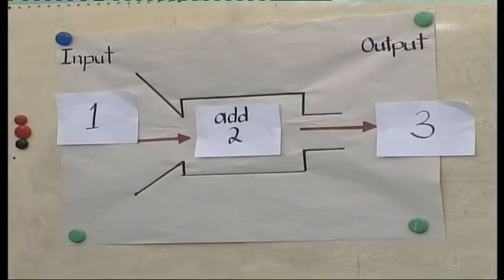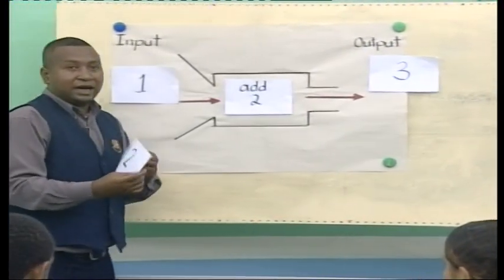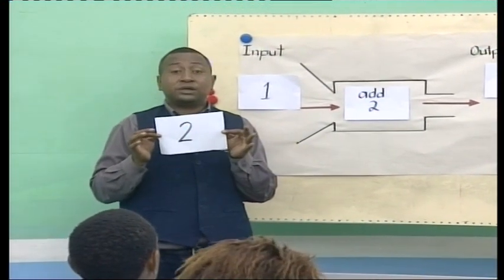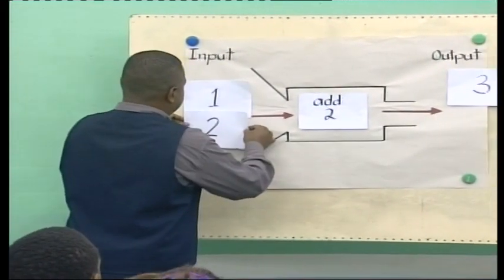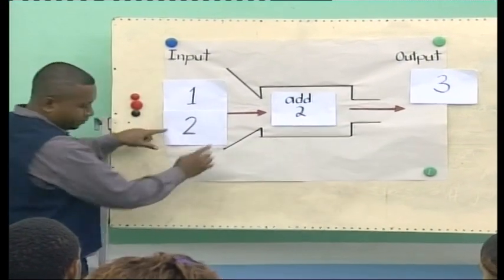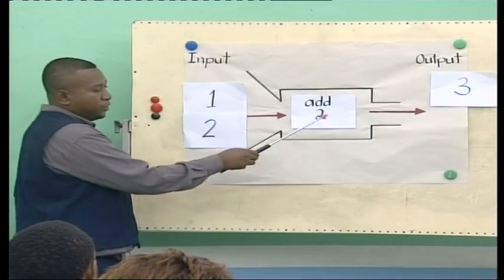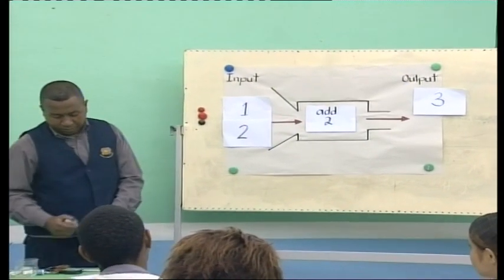77 receiving students, are you clear? Yes. Okay, we'll try one more. Now, I've got another number here. What is the number? 2. Receiving students? 2. Okay. 2 and add 2. What do you think the answer will be? 4. 4.